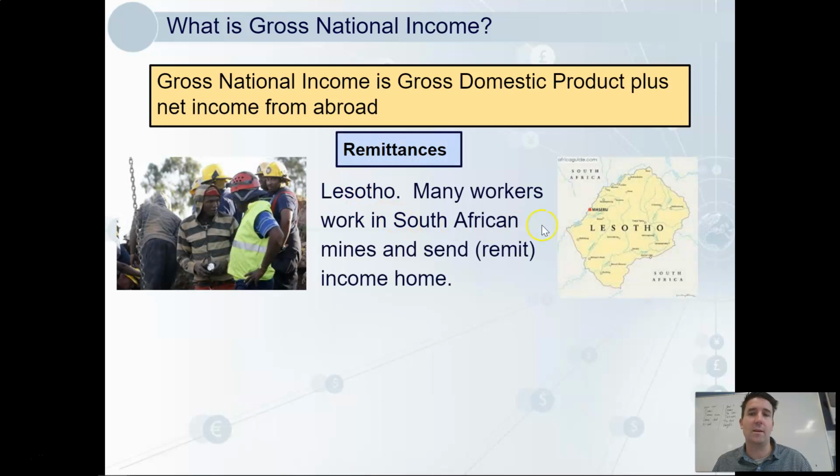So here we've got the example of Lesotho. This is a small country in Africa that is actually completely contained within another country, South Africa. For this reason, many Lesotho workers go off and work in South African mines and then send their income home to Lesotho. This adds to the gross national income of Lesotho and it would be subtracted from the gross national income of South Africa.